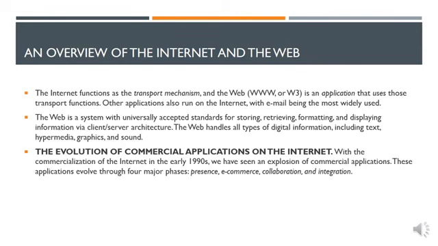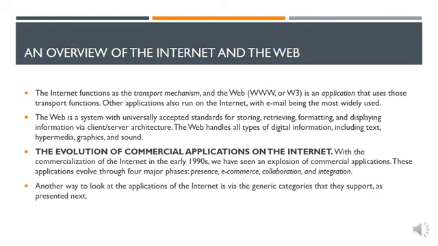The evolution of commercial applications on the internet. With the commercialization of the internet in the early 1990s, we have seen an explosion of commercial applications. These applications evolved through 4 major phases: presence, e-commerce, collaboration, and integration. Another way to look at the applications of the internet is via the generic categories that they support, as presented next.